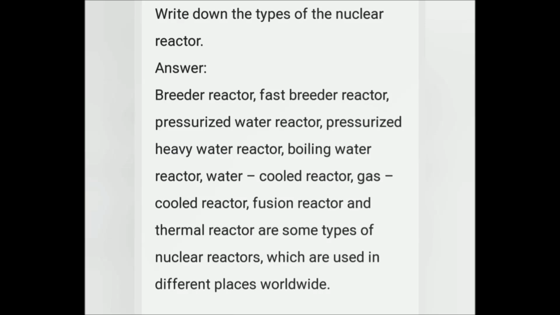Write down the types of nuclear reactor. Breeder reactor, fast breeder reactor, pressurized water reactor, pressurized heavy water reactor, boiling water reactor, water cooled reactor, gas cooled reactor, fusion reactor, thermal reactor, are some types of nuclear reactor used to produce power.